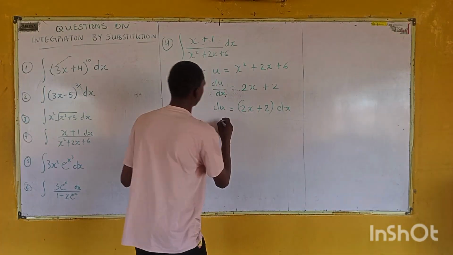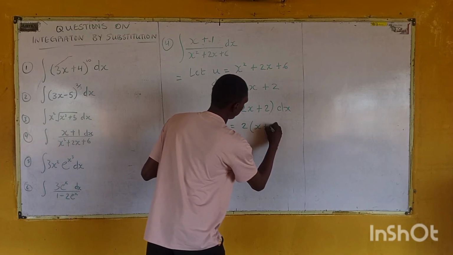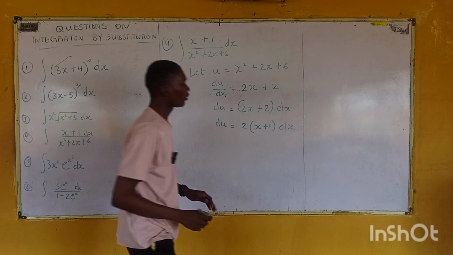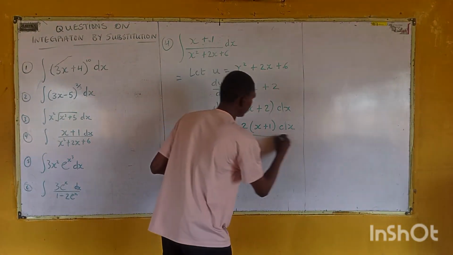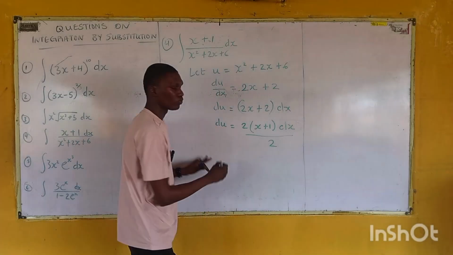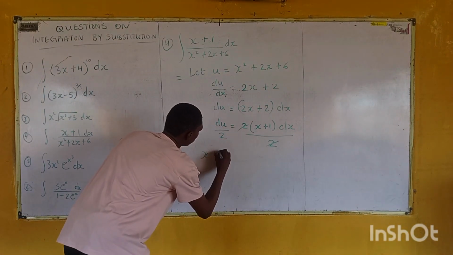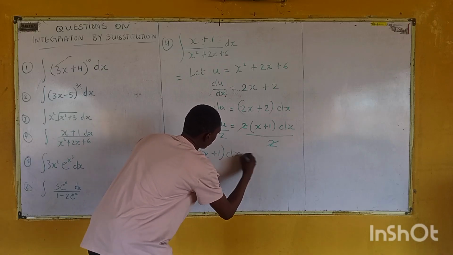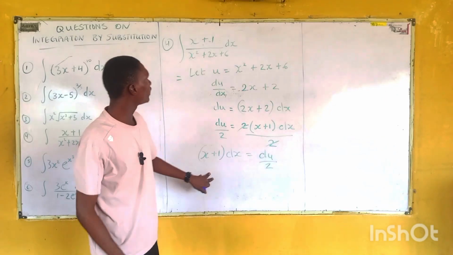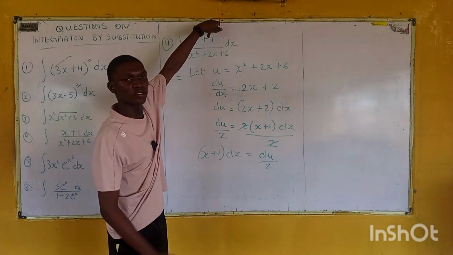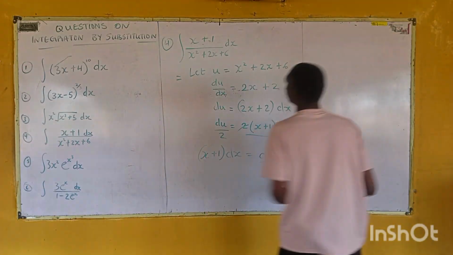We can simply say that du should be equal to 2 open bracket x plus 1 dx. So we want to isolate, we want to only bring x plus 1 dx. So we can simply divide both sides by 2. Now x plus 1 dx is equal to du over 2. So we've represented this numerator in the form of du.